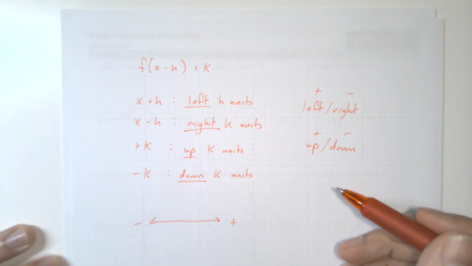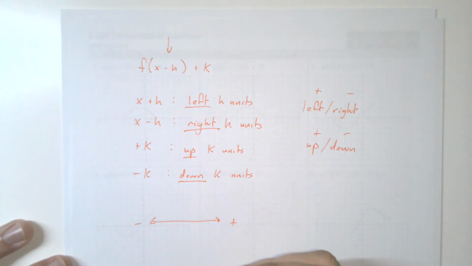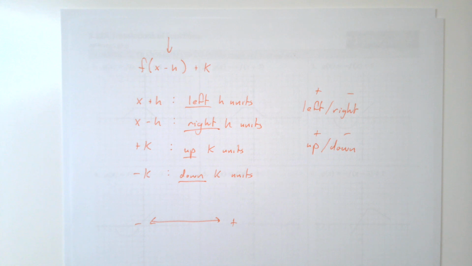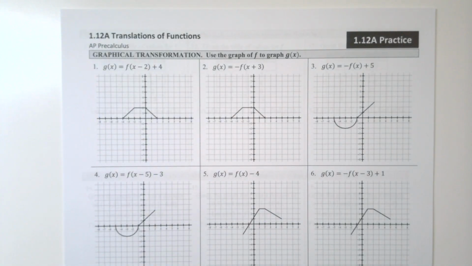And so just remember that when we're working on the inside of the parentheses, it does the counterintuitive thing of what you think it should do. We'll see that in 1.12b when we're looking at those transformations as well, when we're doing horizontal dilations. So, anyways, with that said, let's look at the transformations that we have on all of these functions.